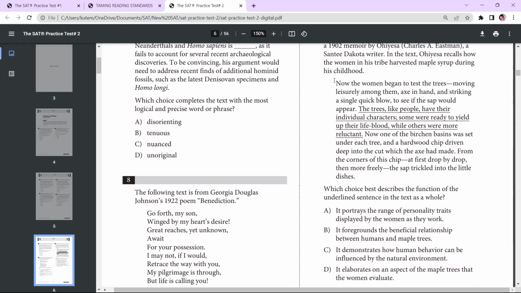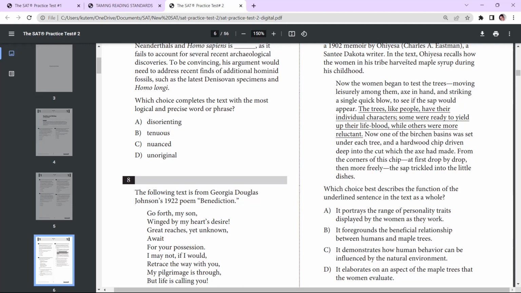Now the women began to test the trees, moving leisurely among them, axe in hand, and striking a single quick blow to see if sap would appear. The trees, like people, have their individual characters. Some were ready to yield up their lifeblood, while others were more reluctant. Now one of the birchen basins was set under each tree, and a hardwood chip driven deep into the cut which the axe had made. From the corners of this chip, at first drop by drop, then more freely, the sap trickled into the little dishes.